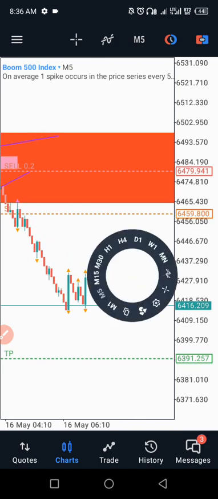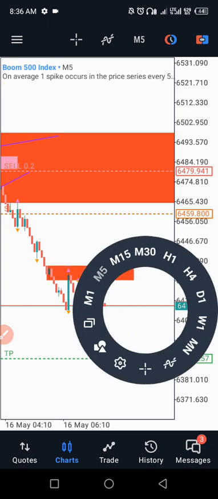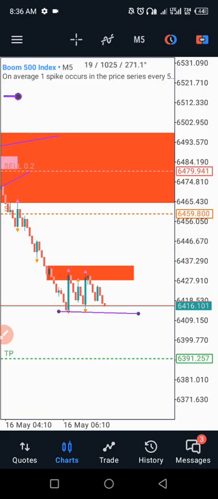As you can see, price has tapped into this order block here on the 5 minutes time frame. If price should break below here, guys, then definitely we are going to our take profit. It's as simple as that. There is no magic about trading. It's just for you to be consistent.